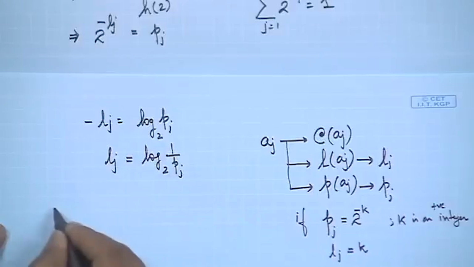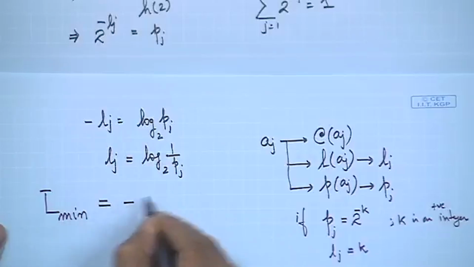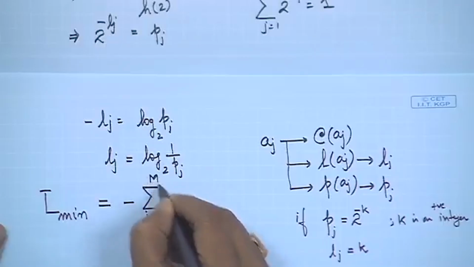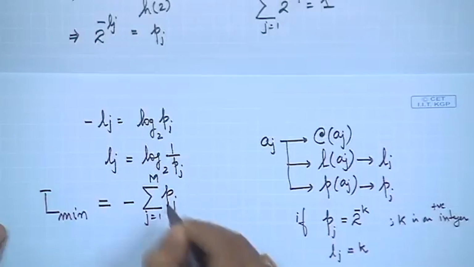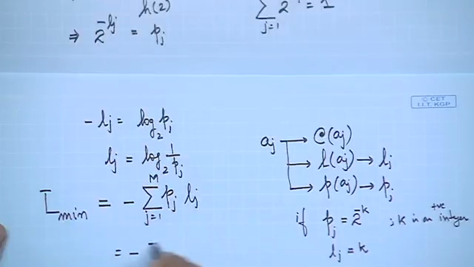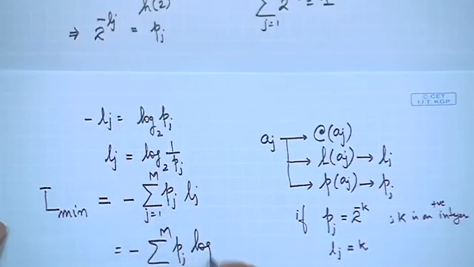So, we could write that L bar min is equal to minus the summation j equals 1 to m of P_j times L_j. This we already had. The minimization solution gives us P_j, which is an inherent property of the source, and L_j is what we have found. So, we write it as log base 2 of 1 by P_j.